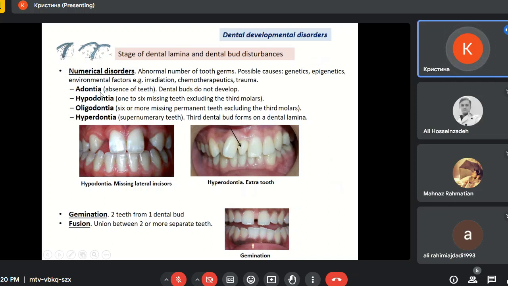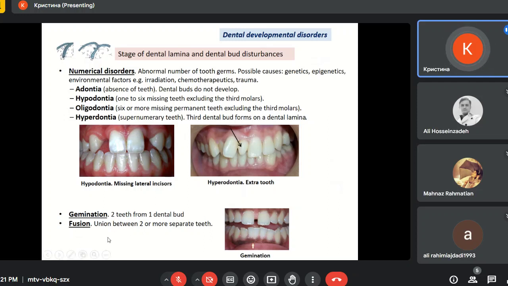So we can have adontia, absence of teeth, because no dental buds developed. Hypodontia, like here, some teeth are missing because of no dental buds in these regions for some reasons. Oligodontia or hyperdontia, extra teeth. Like here, this is the extra tooth. Also, we can have germination. Here, it's kind of twin tooth. One dental bud gave 2 teeth. And fusion, when we had 2 teeth but they fused together.